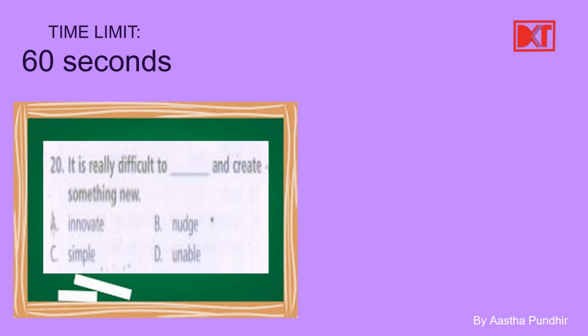Okay, here we have, it is really difficult to dash and create something new. Innovate and create, nudge and create, simple and create, or unable and create. Now here the correct answer is A. It is really difficult to innovate and create something new. Innovate is a verb which here can be synonymous to create, talking about making something new.